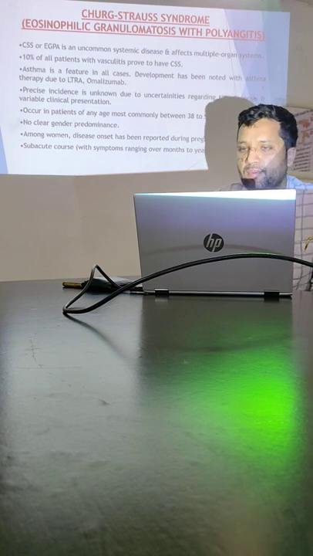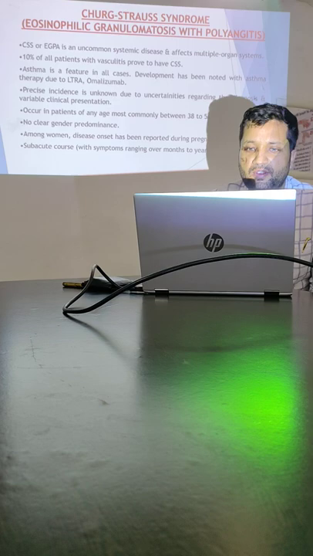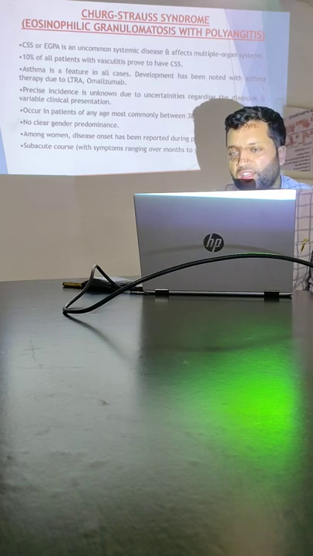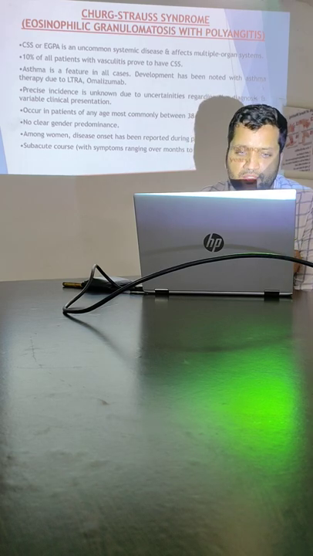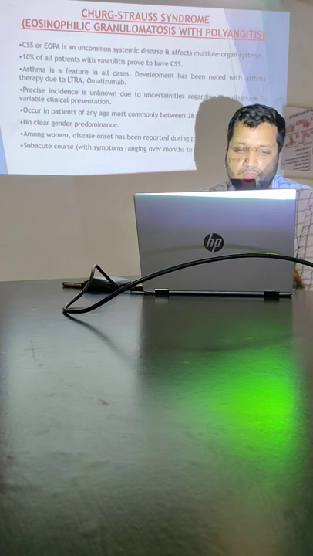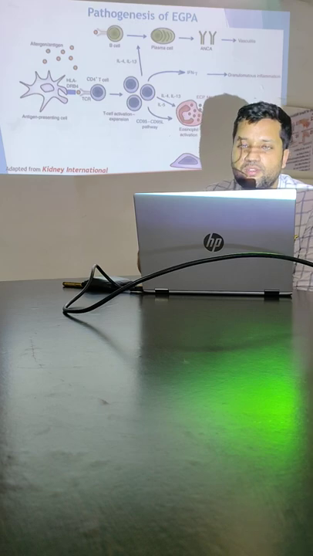Asthma is a feature of the disease, and has been noted with asthma therapy. The precise incidence is unknown due to uncertainties regarding the diagnosis and variables in the presentation. It often affects patients of any age, most commonly between 30 and 50 years, with no clear gender predominance among women. Disease onset has been reported during pregnancy. The course is acute, with symptoms ranging from 1 to 2 years.